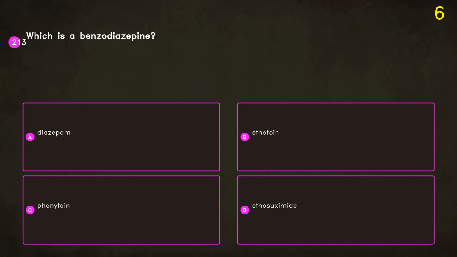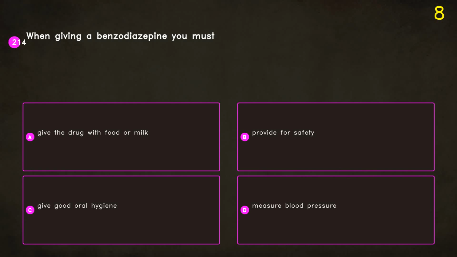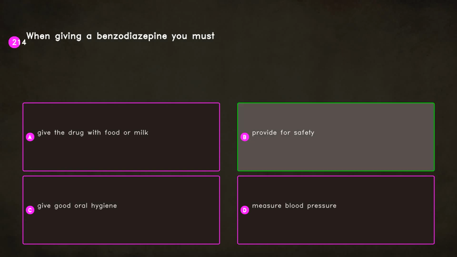Question 213. Which is a benzodiazepine? A. Diazepam. B. Ethotoin. C. Phenytoin. D. Ethosuximide. The correct answer is diazepam. Question 214. When giving a benzodiazepine you must A. Give the drug with food or milk. B. Provide for safety. C. Give good oral hygiene. D. Measure blood pressure. The correct answer is provide for safety.